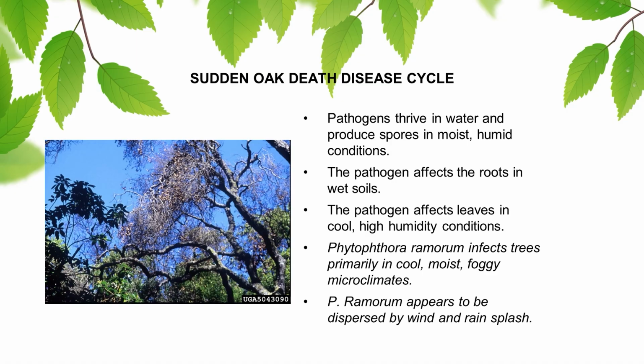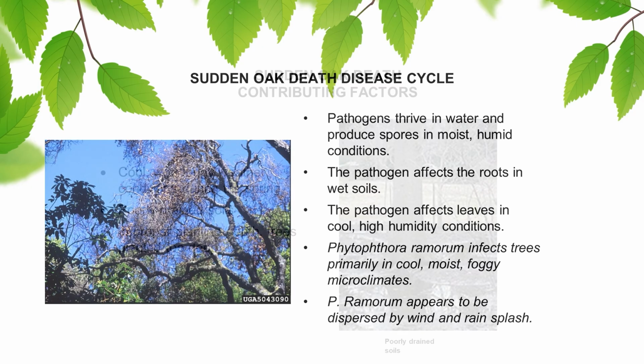Sudden oak death disease cycle. The sudden oak death pathogen thrives in water and produces spores in moist, humid conditions. The pathogen affects the roots in wet soil conditions. The pathogen also affects the leaves in cool, high humidity conditions. Phytophthora ramorum infects trees primarily in cool, moist, foggy microclimates. The Phytophthora ramorum pathogen appears to be dispersed by wind and rain splash.